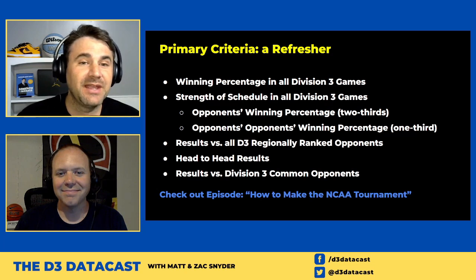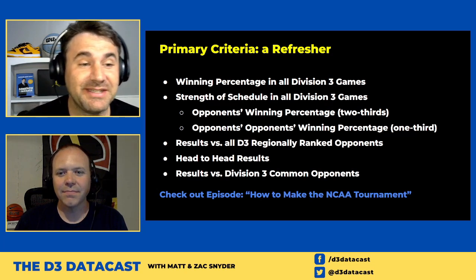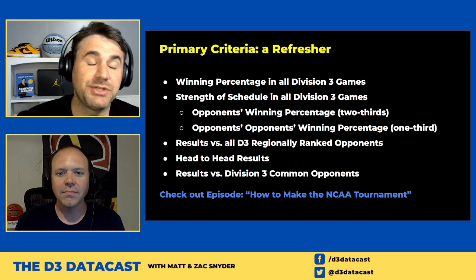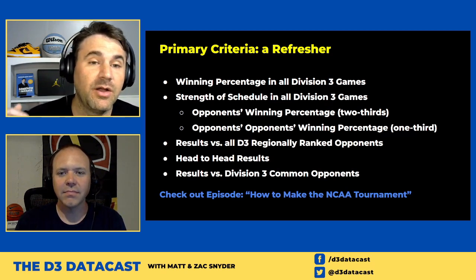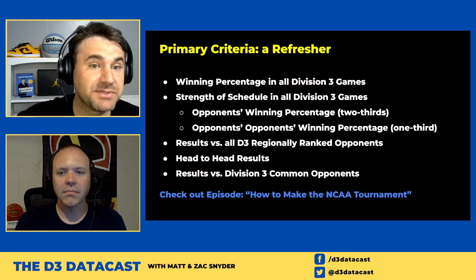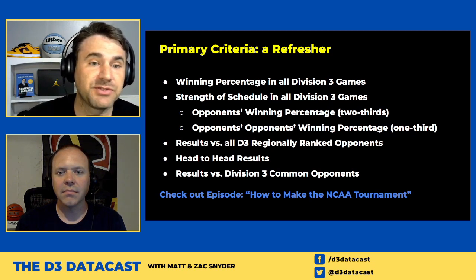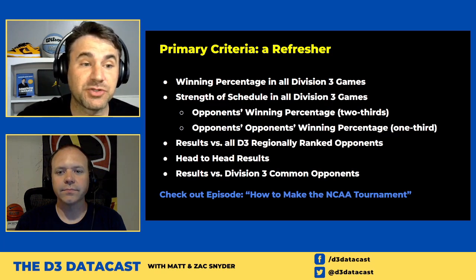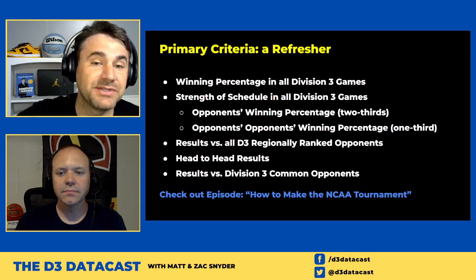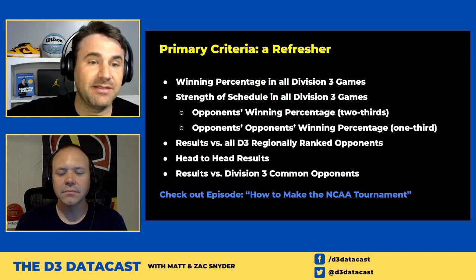Here's a refresher. There are 5 primary criteria listed in the men's basketball pre-championship handbook, and they are winning percentage in all Division III games. So if you're playing an NAIA school or a Division II school, that does not count in primary criteria. There's strength of schedule in Division III games. That is your opponent's winning percentage, how many games your opponents win. That counts for 2/3 of the strength of schedule. And then the final 1/3 of the strength of schedule is your opponents' opponents' winning percentage. So the teams that you played, who did they play, and what were the records there?